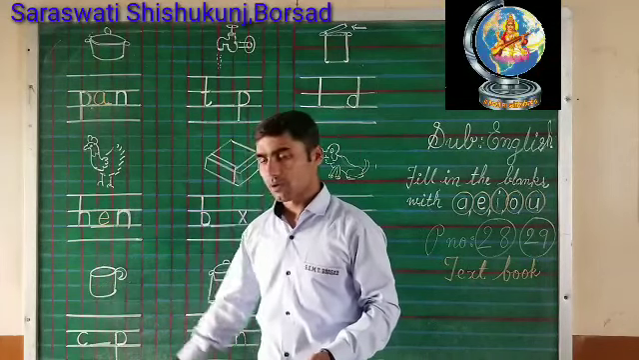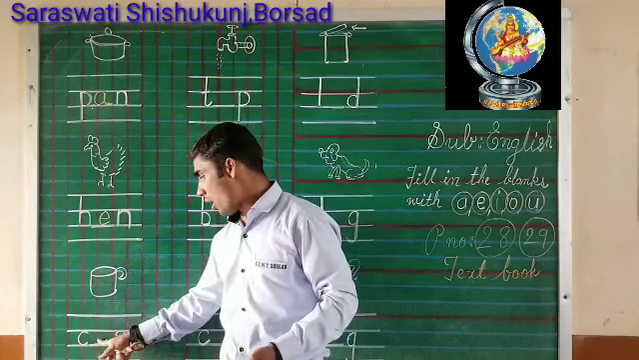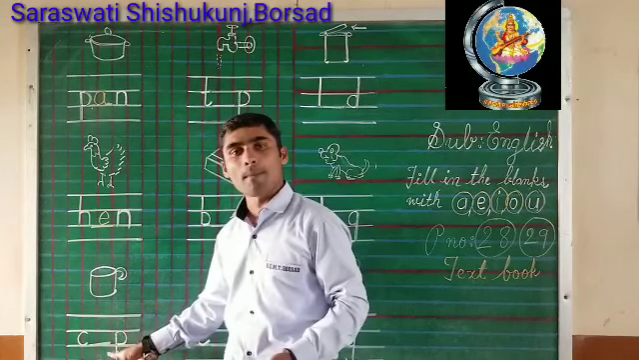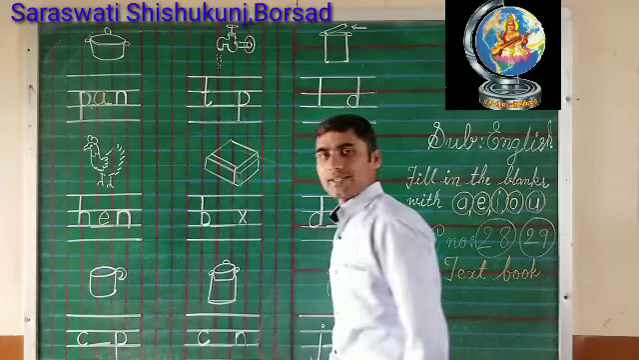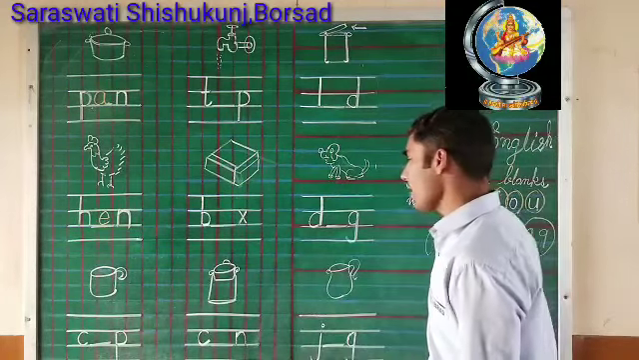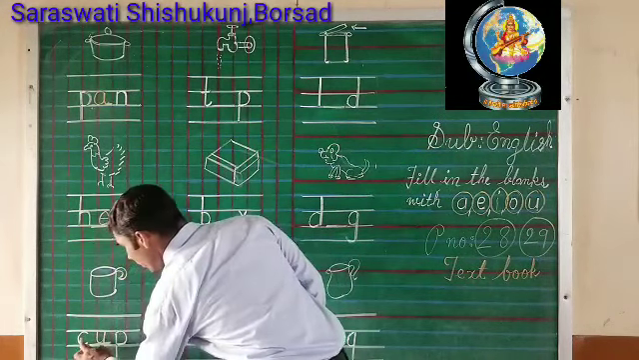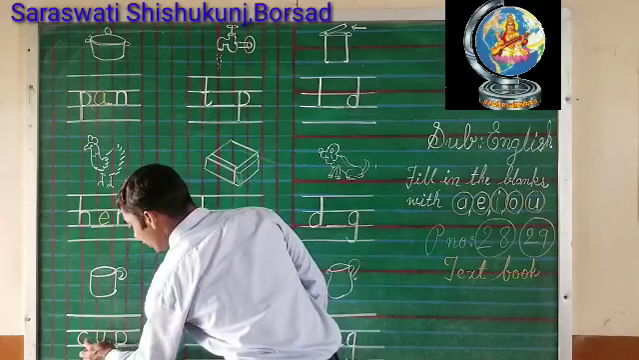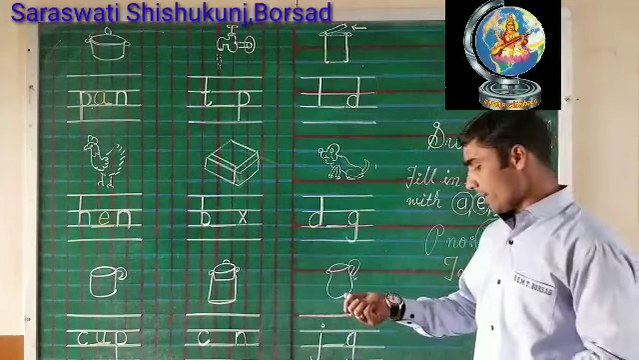Okay, third one. Cup. C says cup. Up. Pup. Cup. O says U. So write down U. C, U, P, cup. Okay. First line is completed.